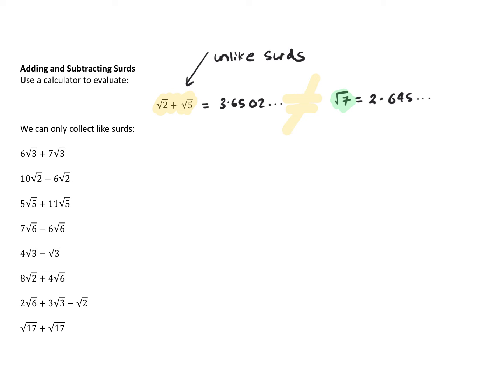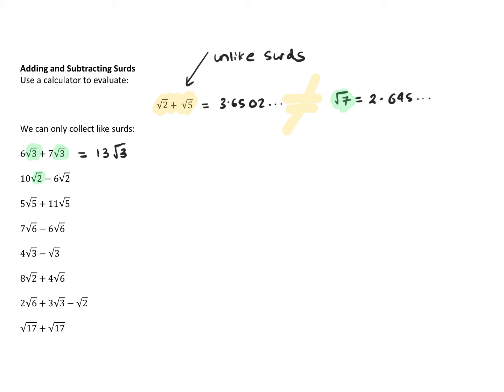Write down the following, please. We can only collect like surds. And we're going to work through a series of examples where we've got like surds. Let's have a look at these carefully. We've got 6 root 3 plus 7 root 3, like surds. 6 lots of root 3 plus 7 lots of root 3, have an answer in your head, it's 13 root 3. We're going to do the same with each of these examples.